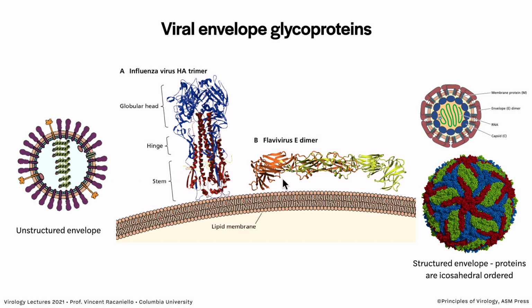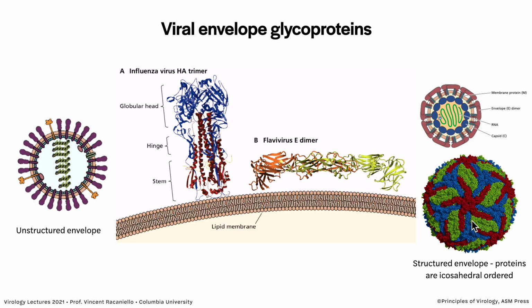But in some viruses, the glycoproteins are actually lying flat on the surface. They're still bound to the membrane by a transmembrane segment. But here the flavivirus E glycoprotein lies parallel to the membrane. And consequently, we draw it that way in our schematics. We draw it flat. And in the reconstructions of the virus particles, you can see they're flat on the surface.